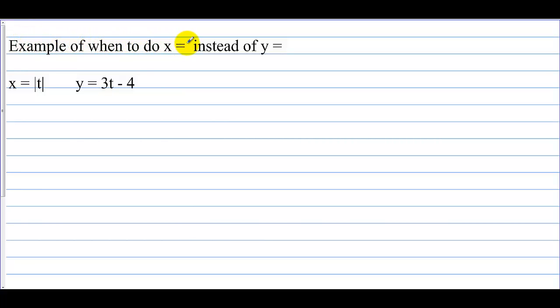Here's an example of when to do x equals instead of y equals. Now if we isolate t here, we're probably going to have some sort of plus or minus with the absolute value, and we'd rather not mess with that. So why don't we do this? Why don't we have y plus 4 is equal to 3t, and then t is equal to y over 3 plus 4 over 3. And then we can replace the t in the absolute value and have x equals the absolute value of y over 3 plus 4 over 3. And having x equals instead of y equals is perfectly acceptable. We would like it to say y equals, but it doesn't have to say that.